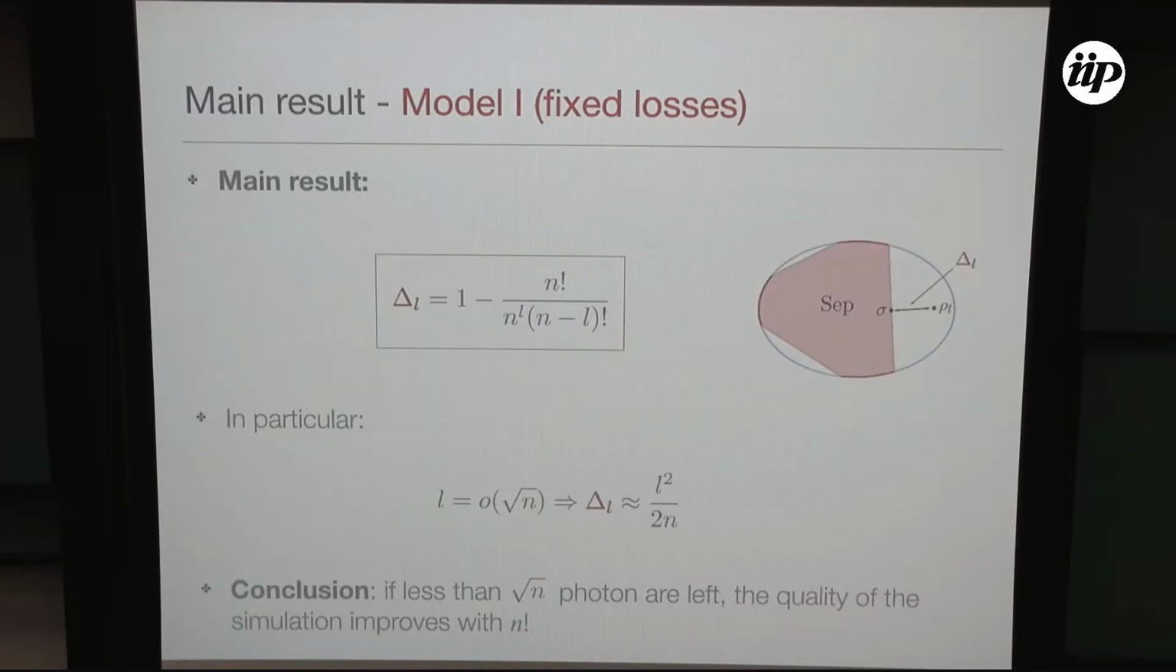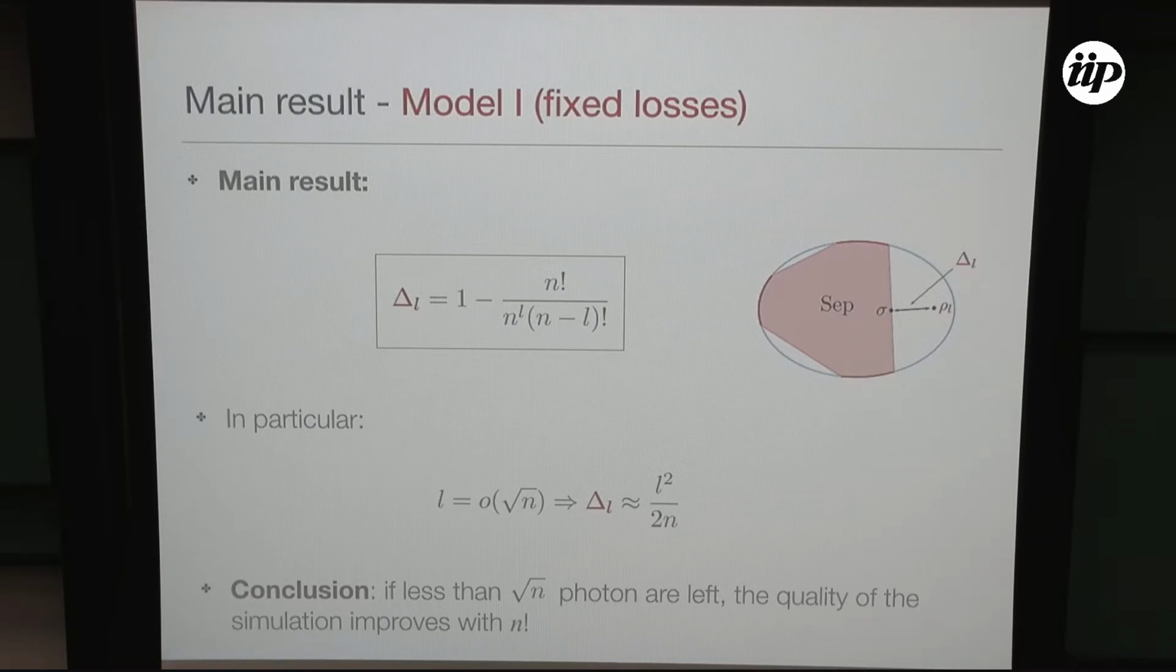I'm just going to state our main result. We managed to prove that this distance, delta L, between the state that we care about and the closest separable state is given by this ugly expression here. Don't worry about this too much. But you can prove from this that if the number of photons that are left grows more slowly than square root of n, then this delta L becomes approximately L squared over 2n. So if L is smaller than square root of n, this tends to 0 as n increases.